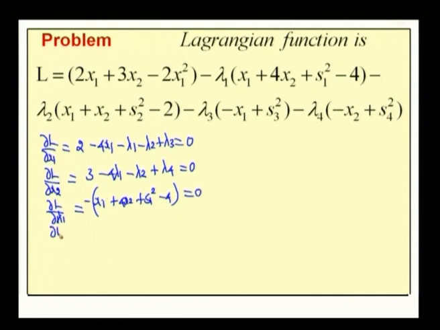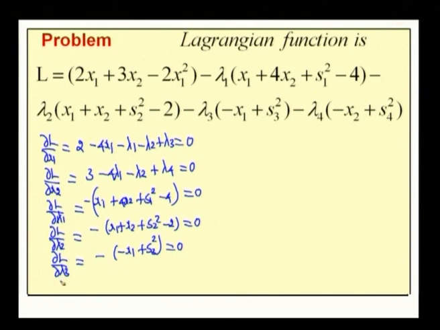Then dou L by dou lambda 2 equal to 0 gives us minus of x1 plus x2 plus s2 squared minus 2 equal to 0. Then dou L by dou lambda 3 equal to 0 gives us minus of minus x1 plus s3 squared equal to 0. Then dou L by dou lambda 4 gives us minus of minus x2 plus s4 squared equal to 0.